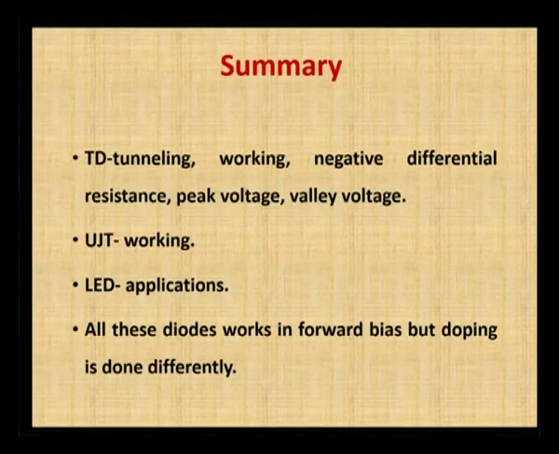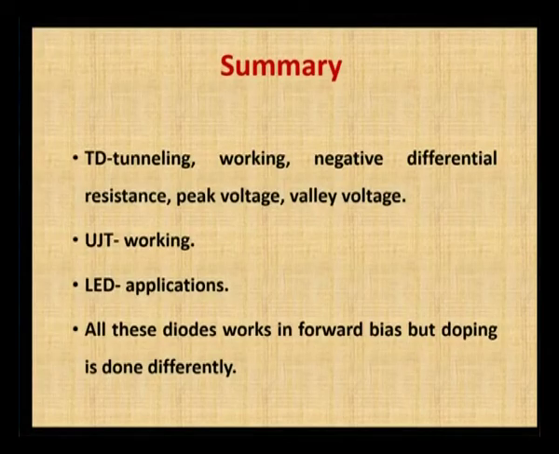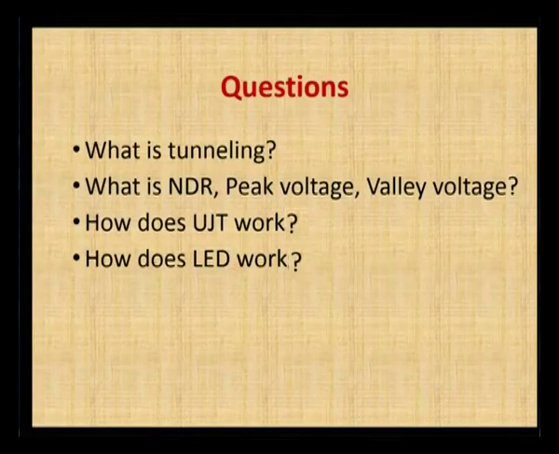We need to observe one thing: the tunnel diode, the UJT and also the LED applications, or whatever topics we discussed today, all operate in forward bias, that is, we use them in forward mode in an application. This is what the summary concludes. Next are some questions: what is tunneling, what is NDR, negative differential resistance, peak voltage, valley voltage, how does a UJT work, and how does an LED work.